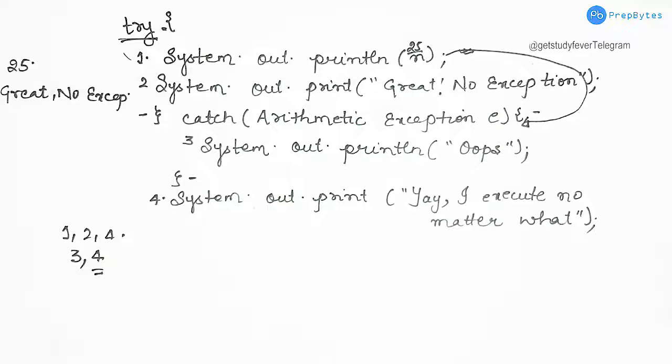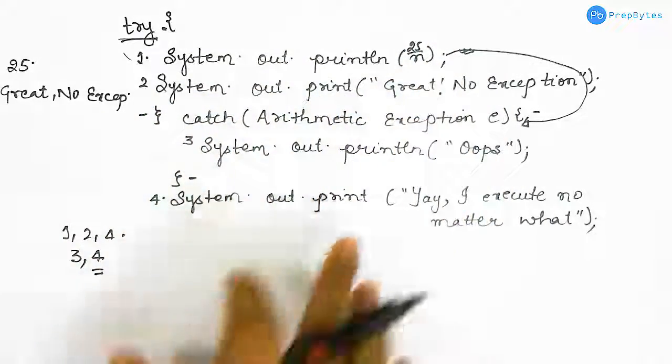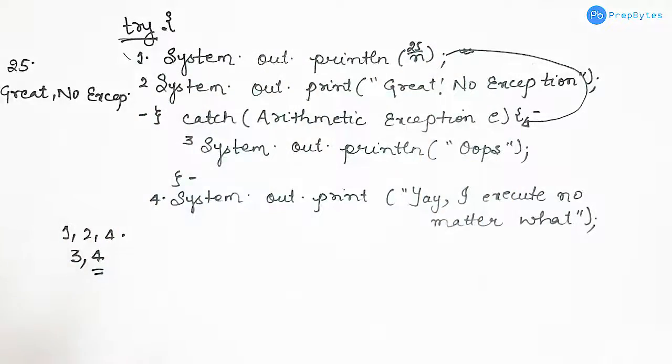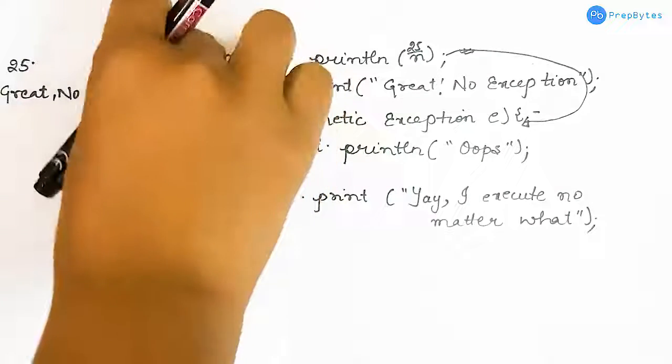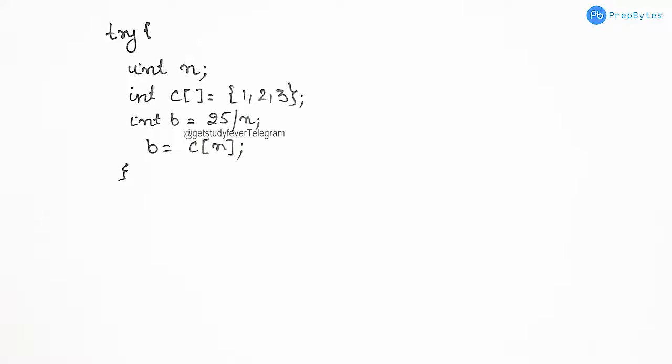Let's consider a situation. Here in this case, we know that only one exception can occur, that is arithmetic exception. What if there is a try block in which multiple exceptions can occur? How do we handle a block where multiple exceptions can occur? We handle that using multiple catch statements. So let's see how multiple catch statements work in Java.